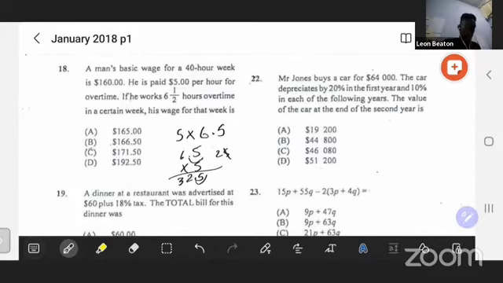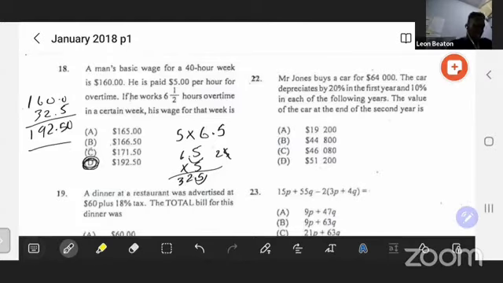So if he received that in overtime money, we have to add that to his basic wage. And he worked for $160. Yeah, $160. So this would be $32.50 plus 160. And you work that out to get, this would be 5. 2 and 0 would be 2. 6 and 3 would be 9. I bring down the 1. $192.50. Or you can say $192.50. And that is D. All right. That is D.